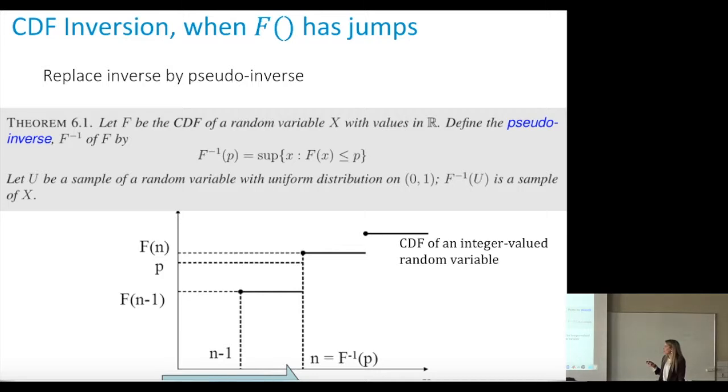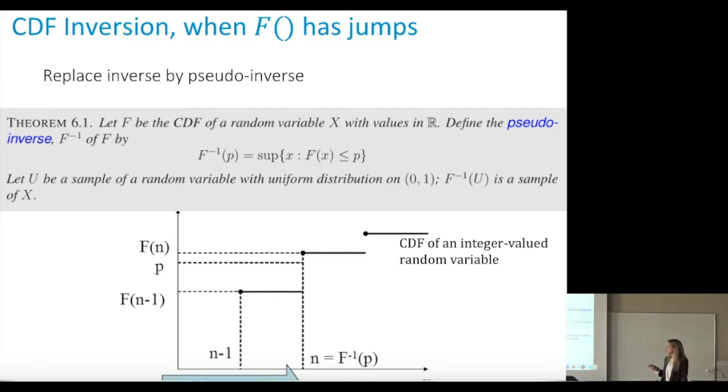Now, in order to define it, assume that f is the CDF of a random variable x, which takes values in the real numbers. Then the pseudo-inverse is defined by this relation, so at p, it's equal to the supremum of x such that f of x is less or equal than p. Okay, so this is the pseudo-inverse of f evaluated at p.